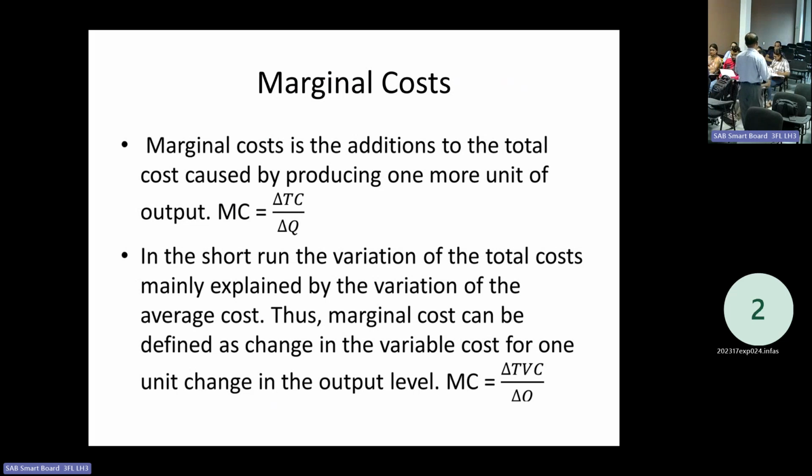Sometimes I may write it in a wrong way, so check with your neighbor. I may write different things here or there. So now, do you agree with this statement? In the short run, the variation of the total cost is mainly explained by the variation of the average cost. Is it correct?